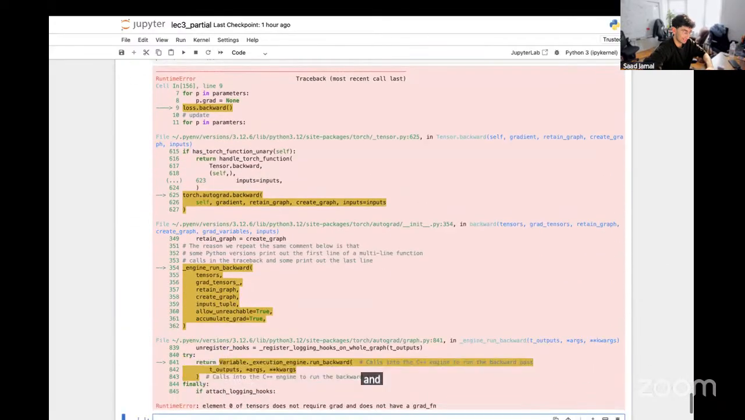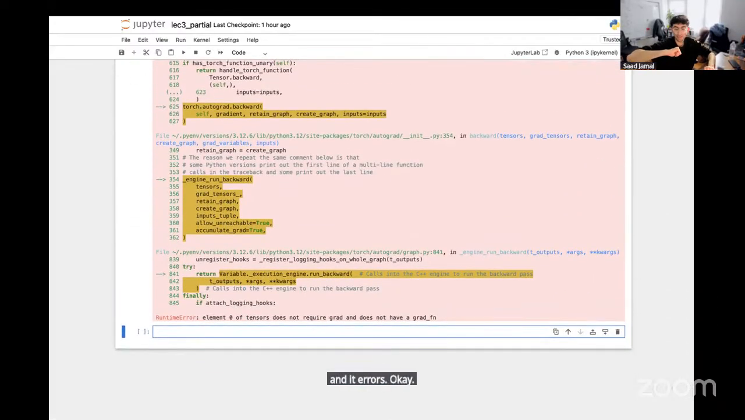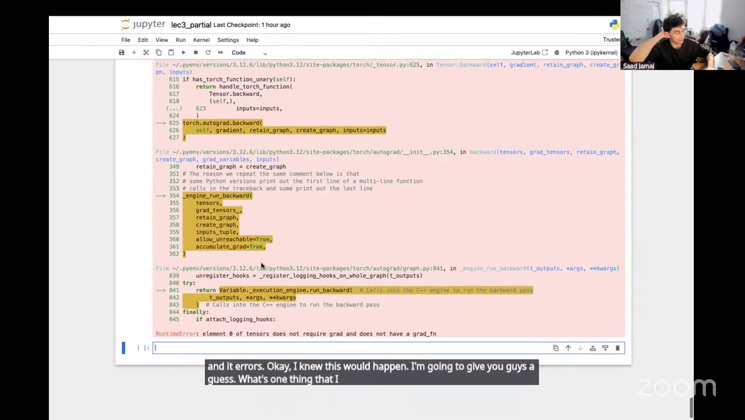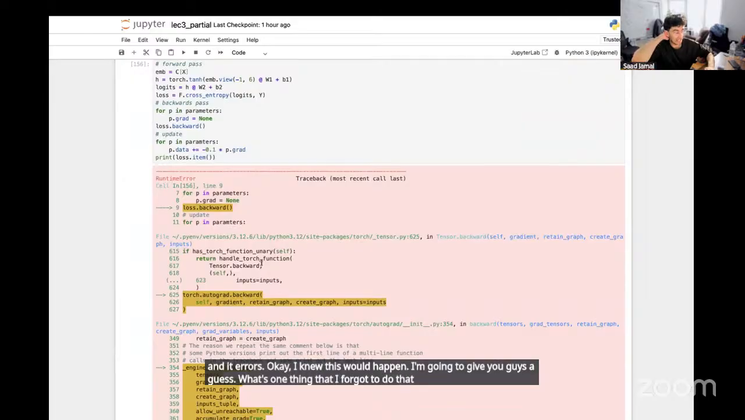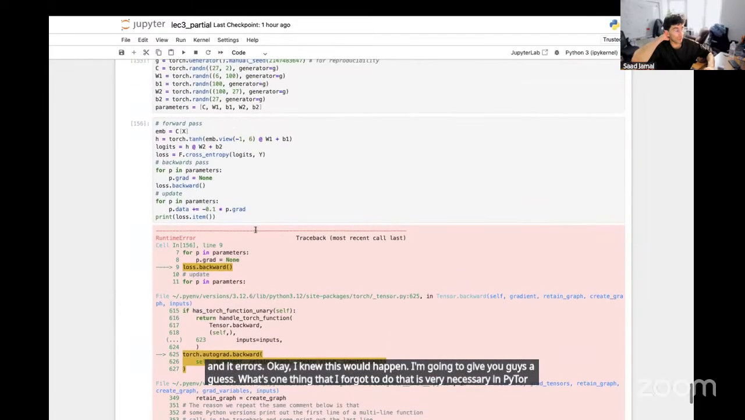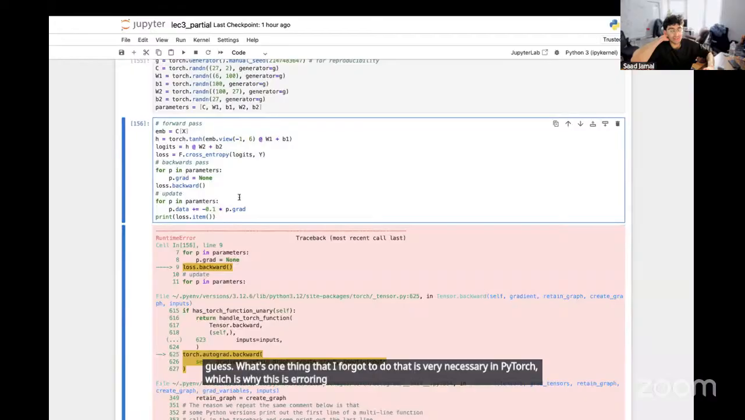And it errors. Okay, I knew this would happen. I'm going to give you guys a guess. What's one thing that I forgot to do that is very necessary in PyTorch, which is why this is erroring? There's some setting that I forgot to set. Any guesses?